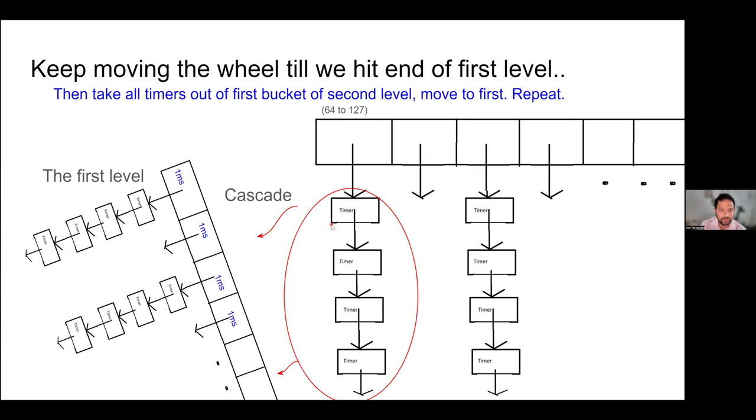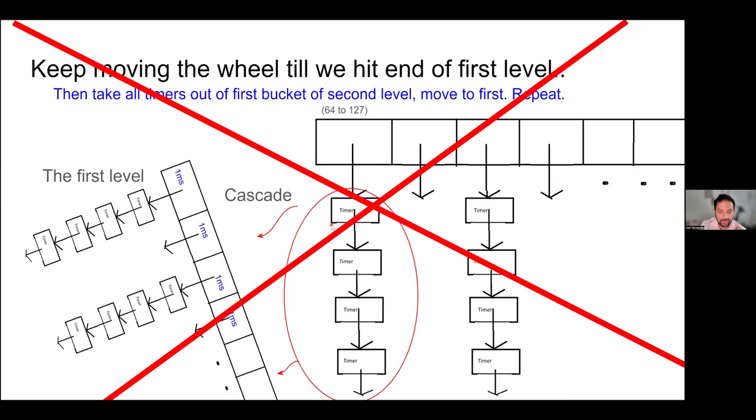You partially sort, so you don't need a lot of memory, and then you rely on the cascading to finally put those timers in their correct bucket, in their 1 millisecond bucket. And everything I said, as usual with the kernel community, changes. And so in 2016, the cascading functionality was removed.